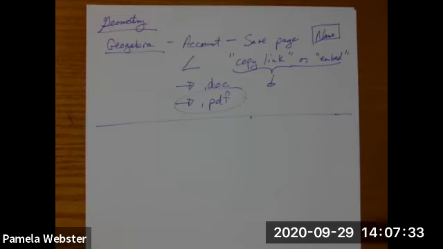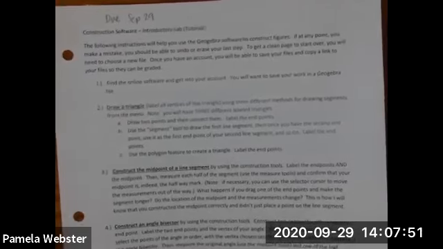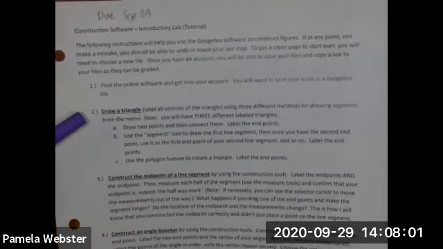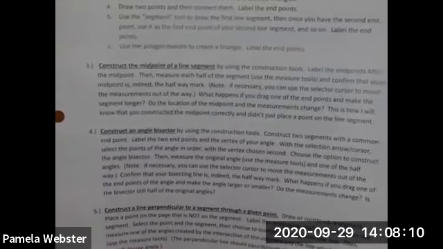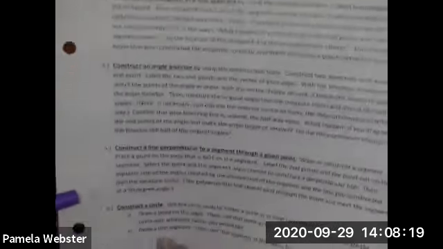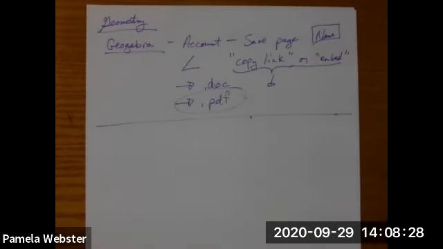Samantha asks, what exactly are we constructing in GeoGebra? The thing we sent out, was it two weeks ago? Maybe look under week four. It looks like this, Construction Software Introduction Lab. I think it's week four, and if not, it's week five. Find the online software, get your account, and this is what you're doing. You're drawing a triangle three different ways, constructing a midpoint on a line segment, and constructing an angle bisector. Inside of those, you have to use the measurement tools to tell me how long the whole segment is and how long the half segments are, so that we can see them being compared. Construct a line perpendicular to a segment through a given point, and then construct a circle in two different ways. So look under week four if you're not sure exactly, but that's what you're doing.